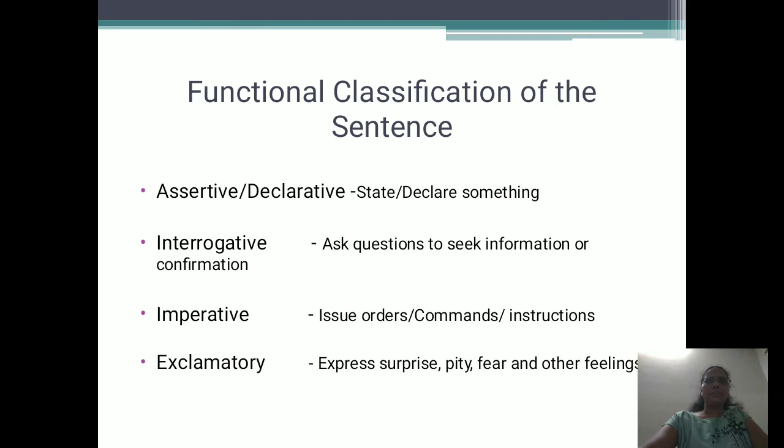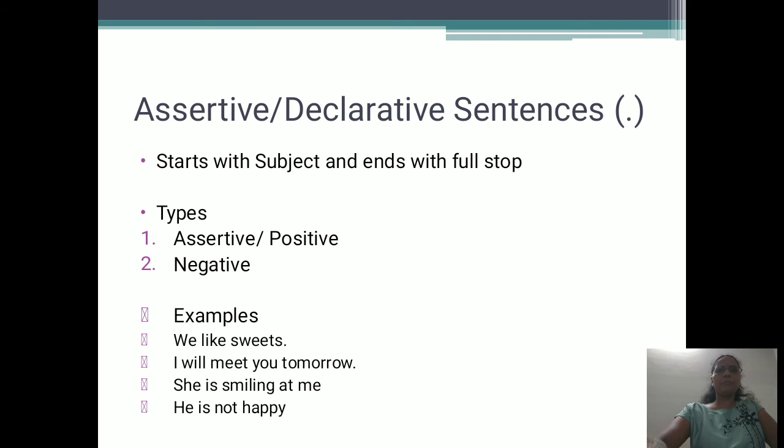I will focus on functional classification of the sentence. The first type is assertive or declarative. Here we state or declare something. In interrogative sentence, we ask questions to seek information or confirmation. In imperative sentence, we issue orders, commands, and instructions. And in exclamatory sentence, we express surprise, pity, fear, and other feelings.